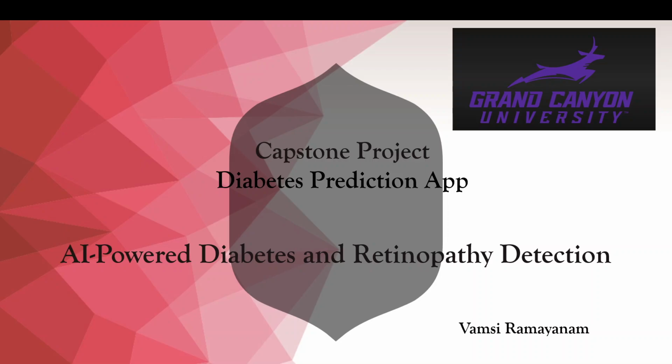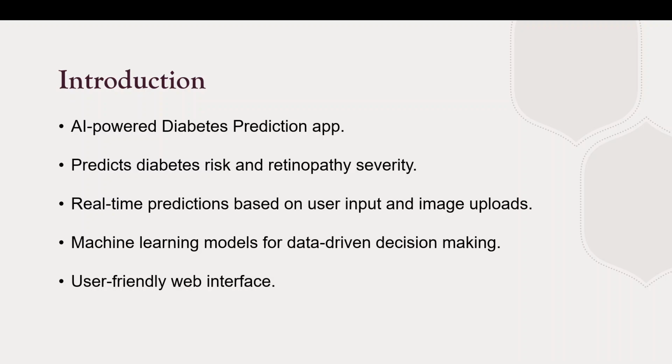Welcome to my Capstone project presentation titled AI-powered diabetes and retinopathy detection. So this application predicts diabetes risk using health data and retinopathy severity using retinal images. It delivers real-time results through a user-friendly web interface, leveraging machine learning to support early and proactive healthcare interventions.